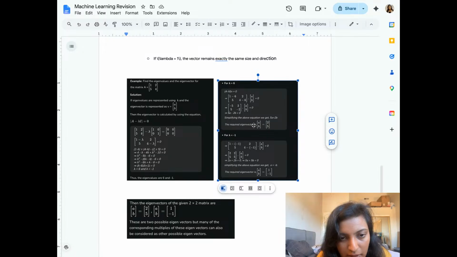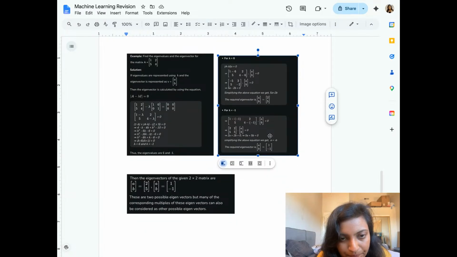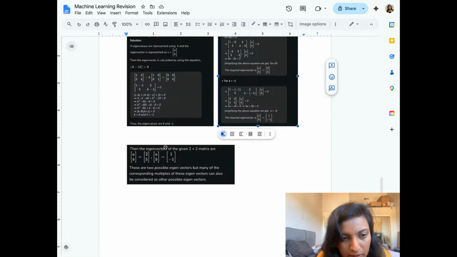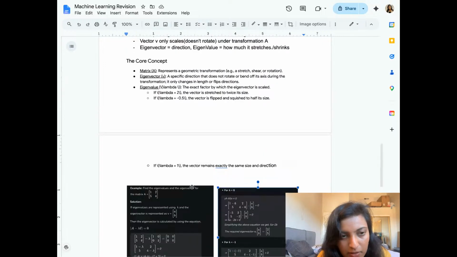Simplifying the equation, we get the eigenvector with value of a and value of b. Similarly for minus 1, these eigenvectors are this. These are two possible eigenvectors. Many multiples of the corresponding vectors can also be considered.